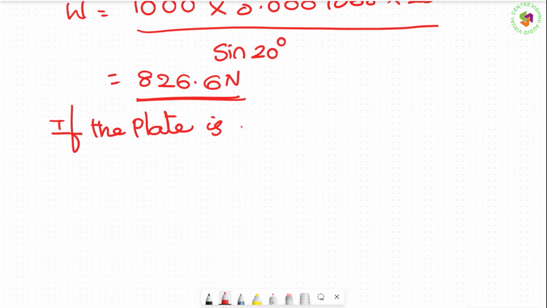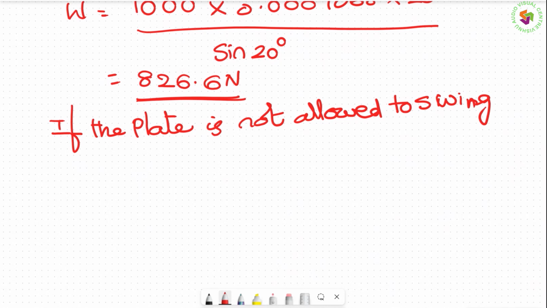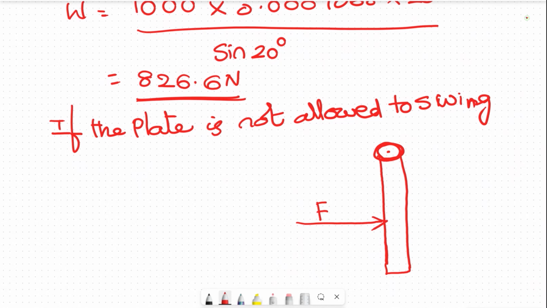If the plate is not allowed to swing, that means the plate is in vertical position only. For example, this is the plate, and he is not allowing the plate to swing, so this has to be in vertical position only. This is the hinge actually. This is the plate. Now, the jet is striking at its center like this with a force F.